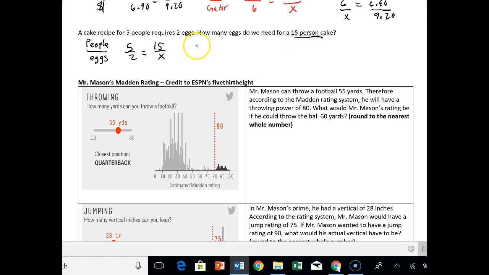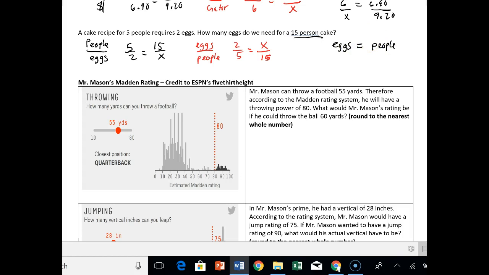You could also say, hey, eggs to people. And when I say eggs to people, that becomes 2 over 5, which is equal to, again, people's on bottom this time, so x over 15. And then, hey, you could just say, I want to compare eggs and people. So eggs is equal to the amount of people I have, right? You could also do people is equal to the amount of eggs I have, right?